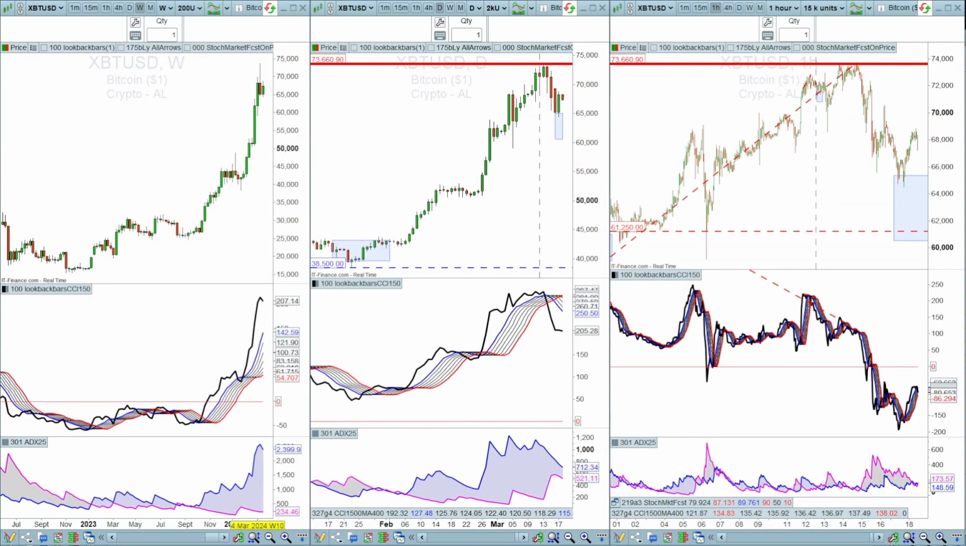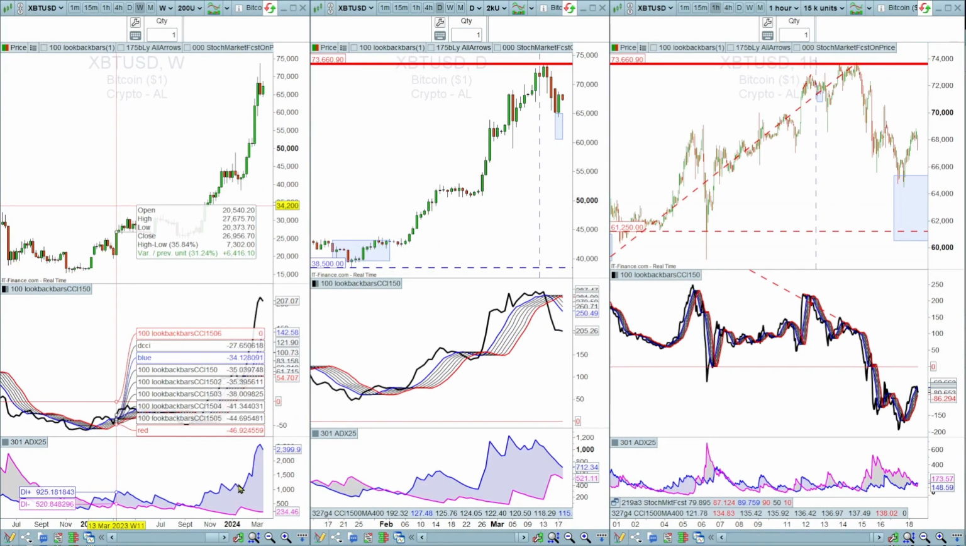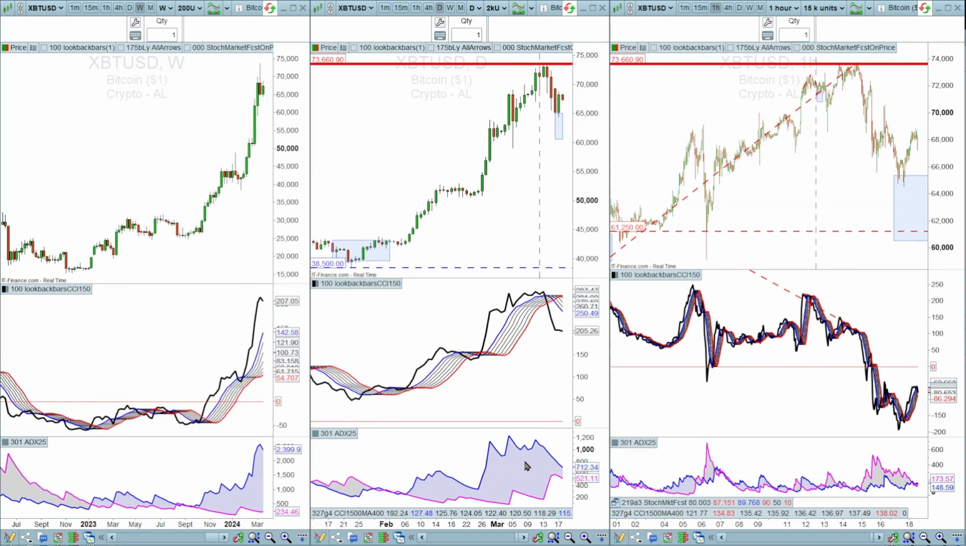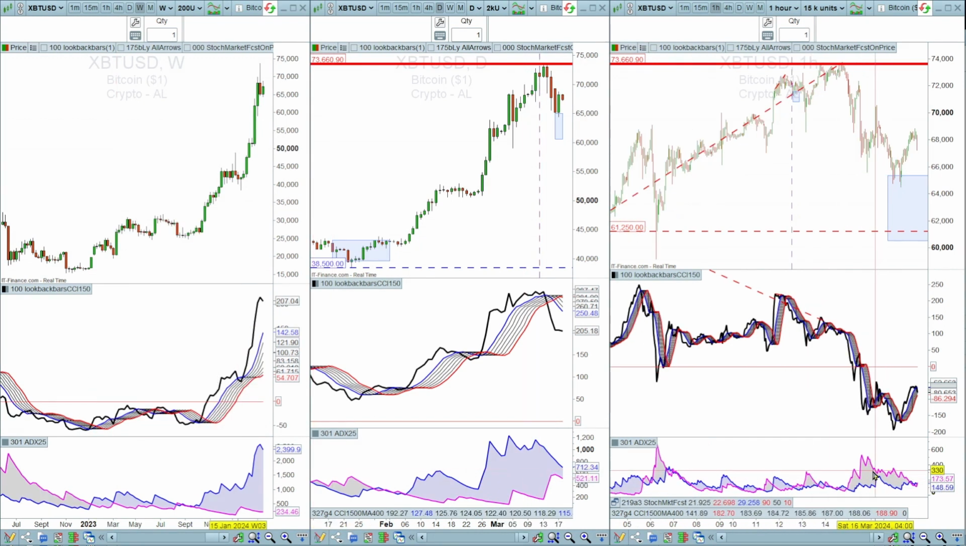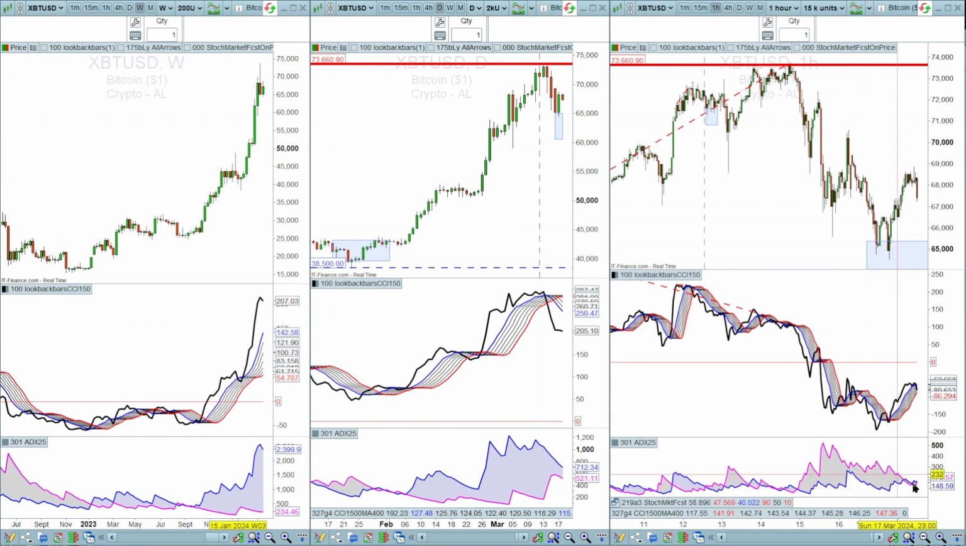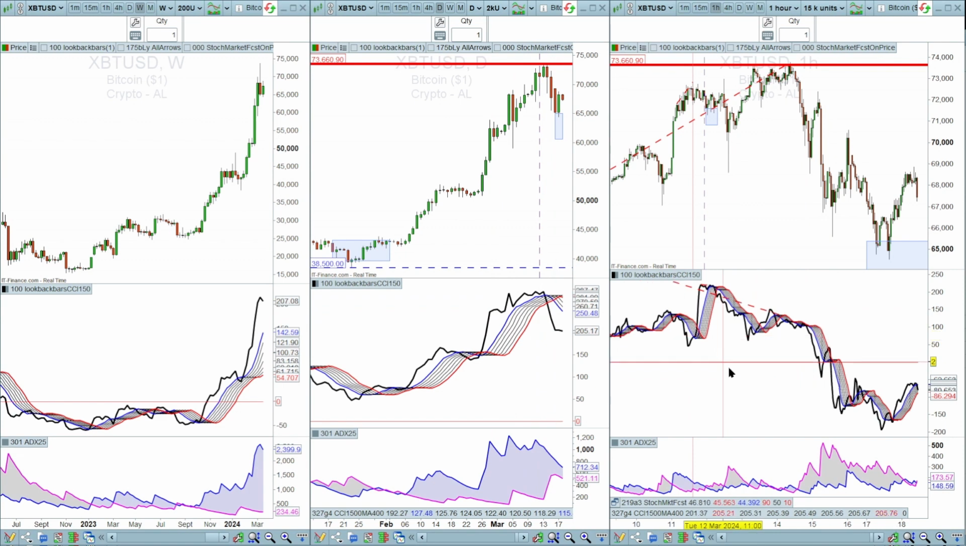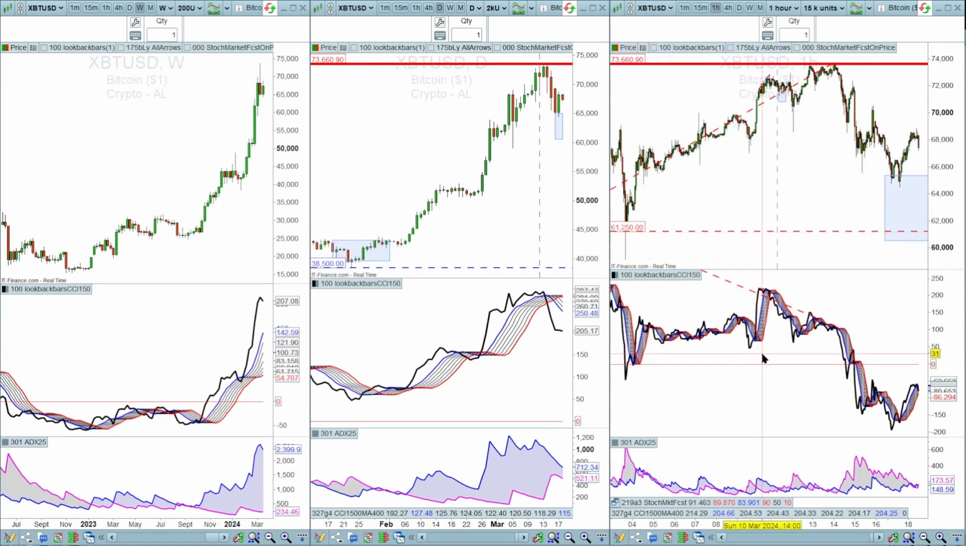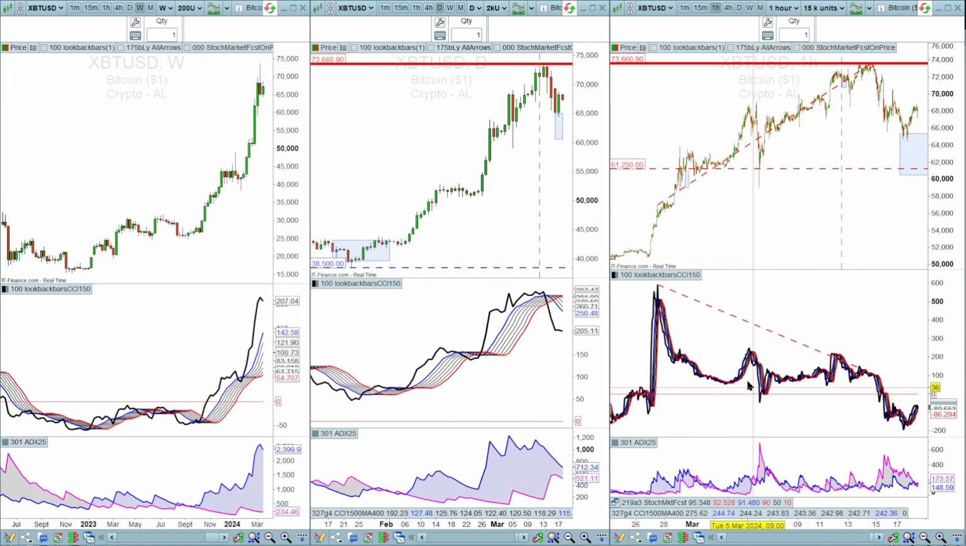So for Bitcoin, what we've got here on the weekly, daily and hourly charts, on the ADX, it's showing bullish movement on the weekly, bullish on the daily, and it's just going short on the hourly chart. On the CCI 150, you can see there it's broken up past this moving average band, and that's a bullish sign. On the daily, it's actually broken below. That's a bearish sign. And on the hourly, you can see there it's kept falling off in line with that divergence.